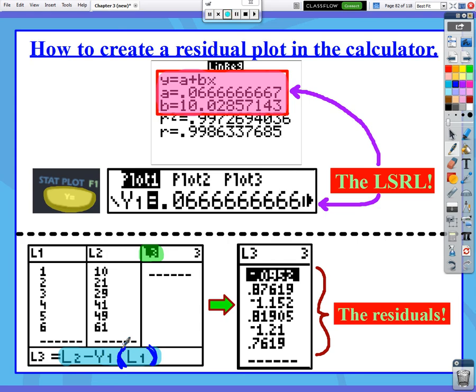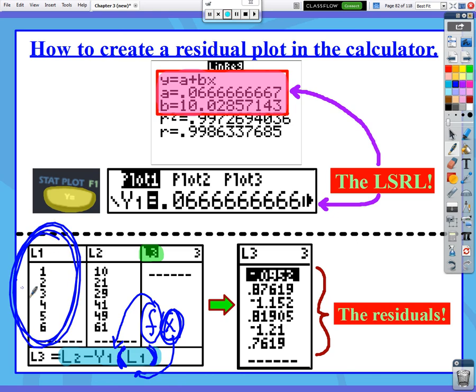So this y1 parenthesis L1, this is kind of like back in your algebra days where you would say f of x. The function is that y1 regression line. The x that we're plugging into the function are all of those numbers in list 1. These are all of our actual x values.